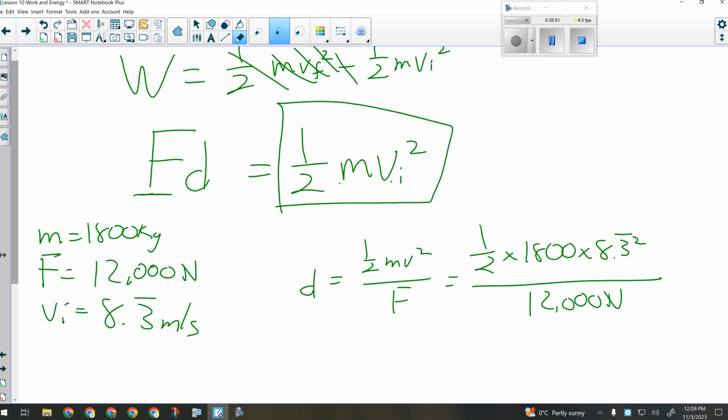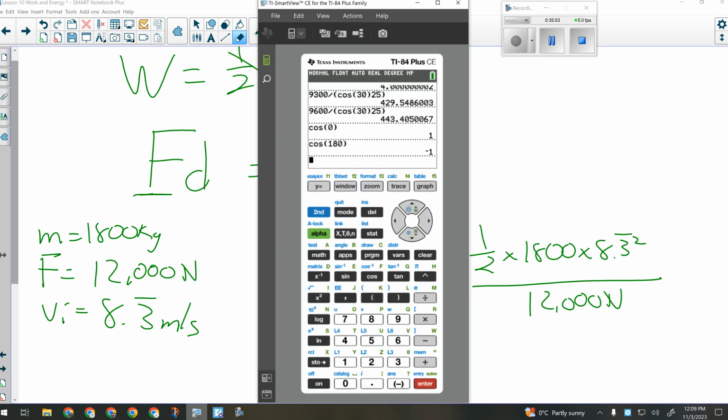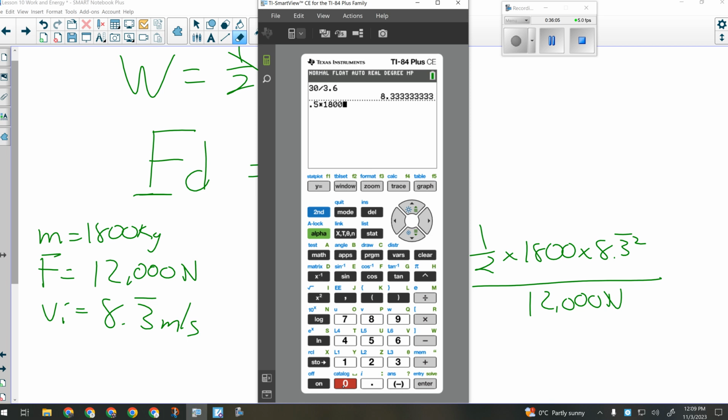Now, this is 8.3 repeating, so let's get those numbers here. 30 divided by 3.6 gets me the 8.3. So now I'm going to go 0.5 times 1,800, my mass, times my speed squared, divided by my braking force. That means my car will travel 5.21 meters before I stop, from 30.